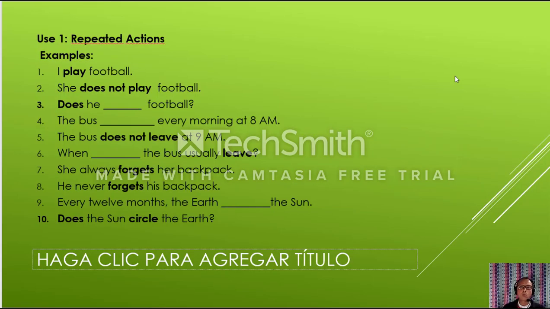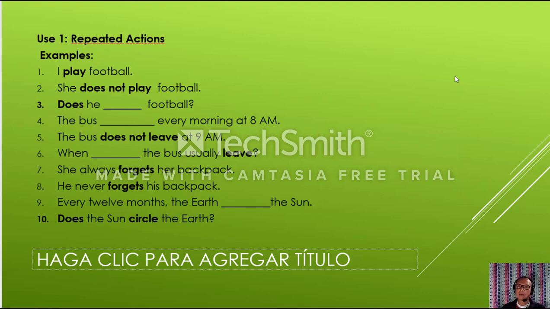So here we have our first practice exercise for use 1, repeated actions. We have 10 different sentences, questions, some may even be negative. I'll give you the first two examples. Number 1, I play football. Number 2, she doesn't play football. And the idea is that you complete the ones that have gaps: number 3, number 4, number 6, and number 9.